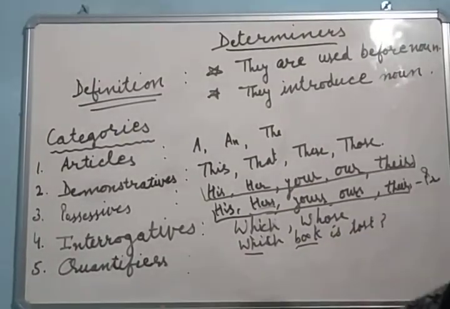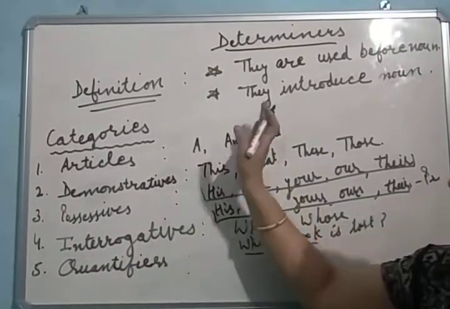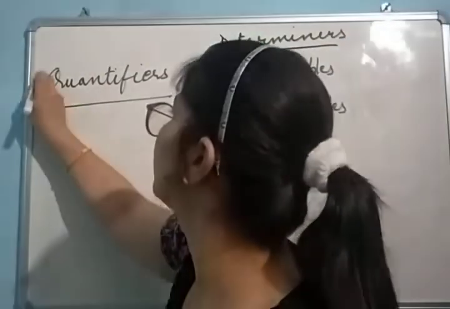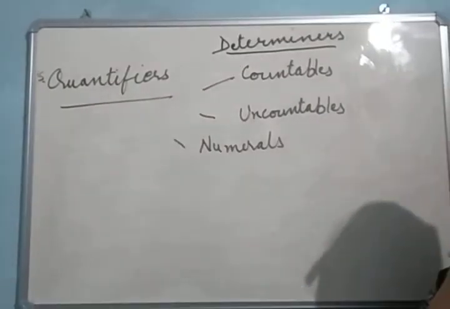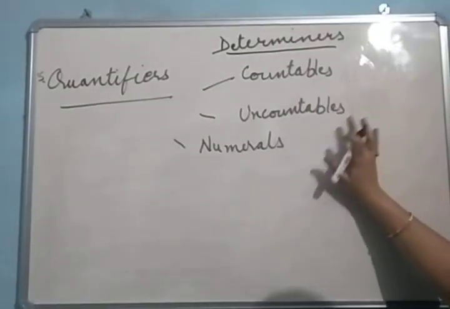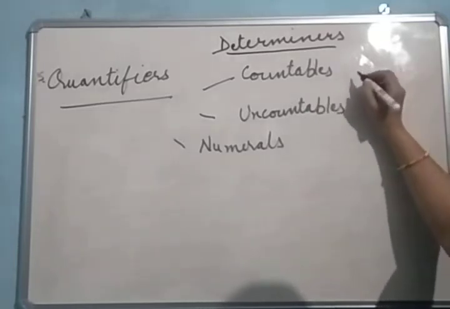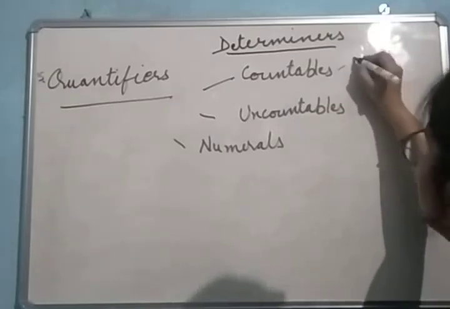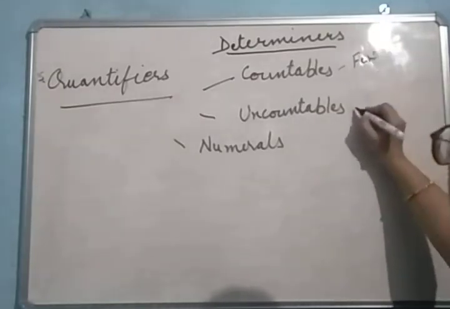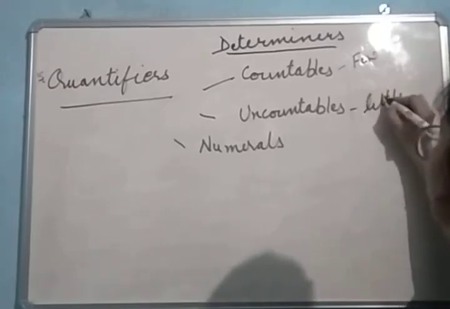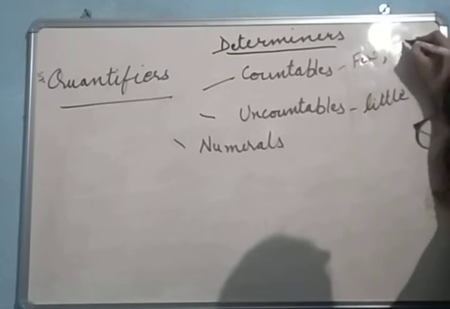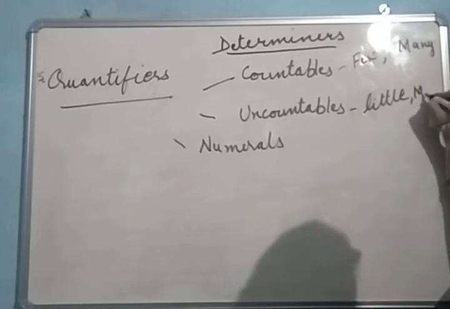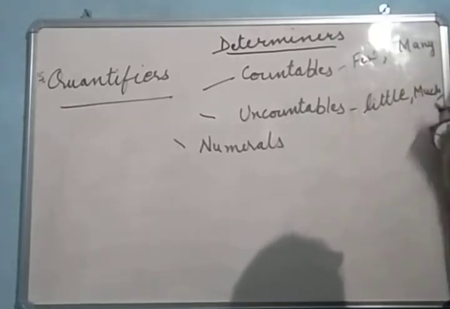Then the next, very important category of determiner is quantifiers. The fifth category of determiner is quantifiers. Quantifiers are further divided into countables, uncountables, and numerals. Countables are used with countable nouns. Few is a countable determiner, whereas little is uncountable, used with uncountable nouns. Then many is a countable determiner, whereas much is an uncountable determiner.